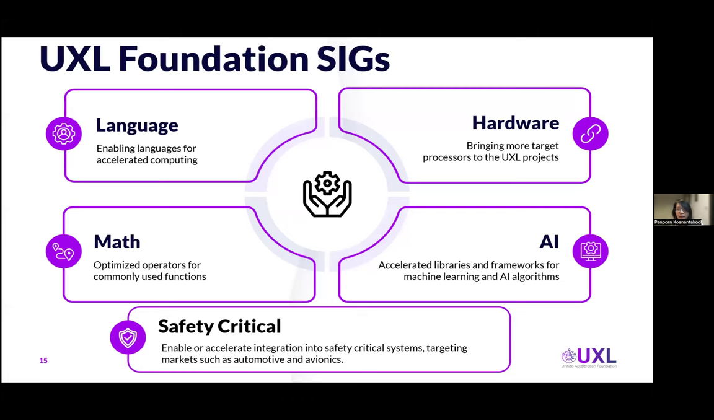The fourth one is AI. We will be discussing a broad range of things regarding AI, and it could involve the oneDNN library and even DPC++ and Level Zero, as well as how we can integrate accelerators into high-level AI frameworks. And the last one is the newly minted SIG called Safety Critical. This SIG covers functional safety topics, and it will discuss integration of UXL components into safety critical systems such as in cars and planes.